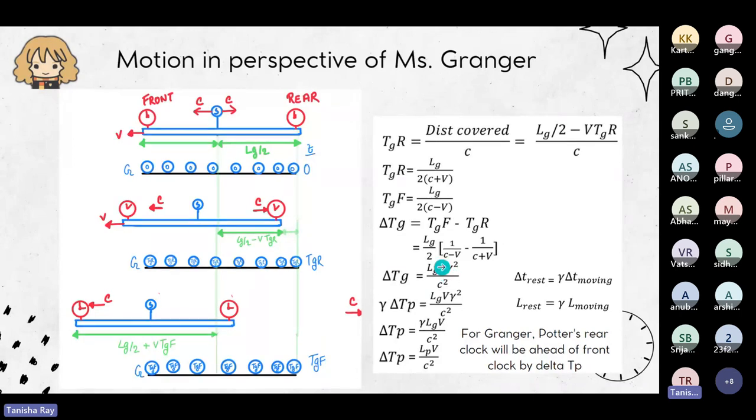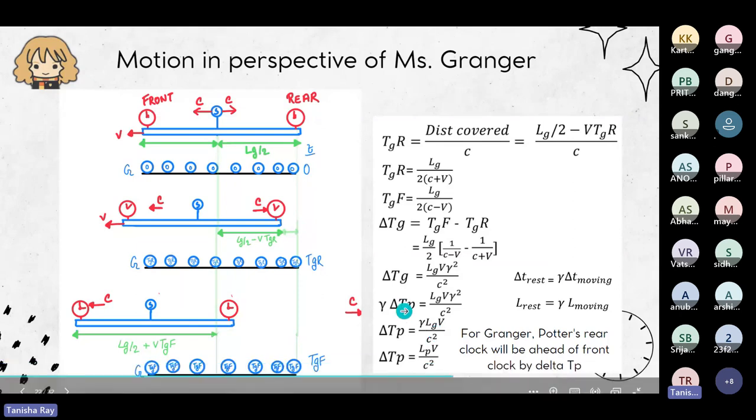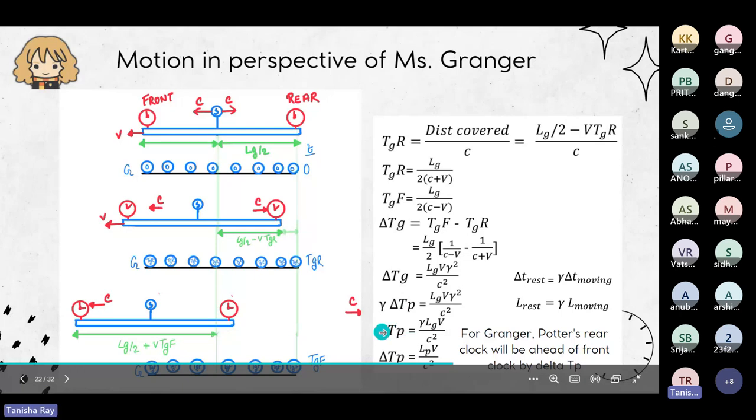So then Granger sets out to convert this time lag into the perspective of Potter. Here, in Granger's frame, we have Granger at rest and it's Potter who is moving. So the time elapsed measured by Potter will be related as follows. In the perspective of Granger, this equation will hold true. So we simply replace the time elapsed for Granger by gamma times the time elapsed for Potter, and on doing so, we reach here. After performing this transformation, we have moved on to Potter's frame of reference. Now, whatever we do next, we have to work in Potter's frame of reference.